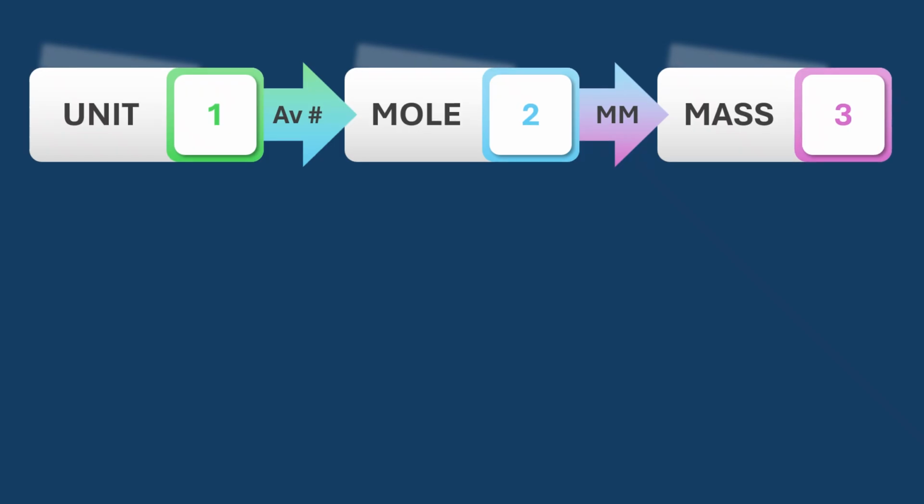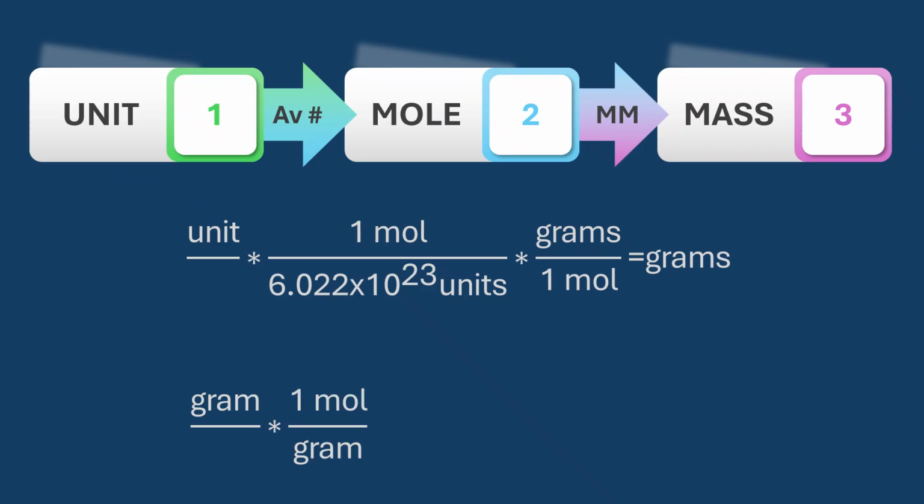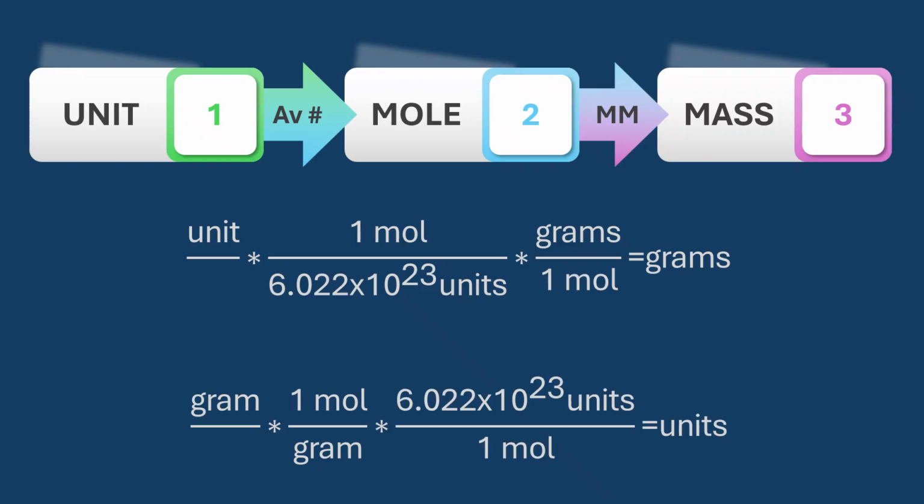In terms of our math, we would move from the unit to the mole by dividing by Avogadro's number. We then move from the mole to the gram using the molar mass of our compound. If it was true that a single conversion factor could be used multiple ways, then it's also true that multiple conversion factors will allow us to go in multiple directions. If I had the mass of a sample and I needed to work towards the unit, I could divide the given mass by the molar mass and then multiply that by Avogadro's number.